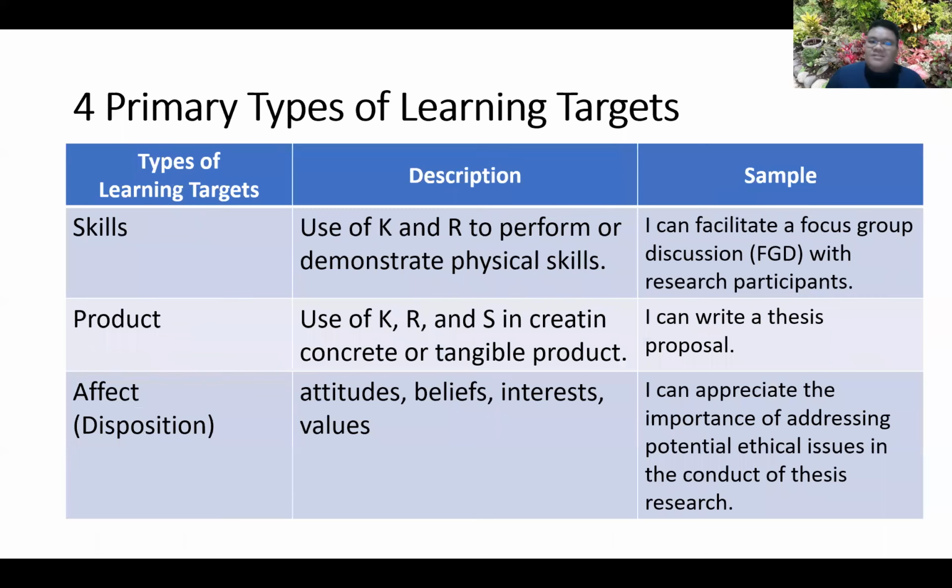And for your learning targets, class, there are 4 types. You have your K, your R, your S, and your P. Class, K is knowledge, R is reasoning, S is skills, and P is product. According to other authors, there is a 5th type which is affective. But the 4 primary types are your KRSP.